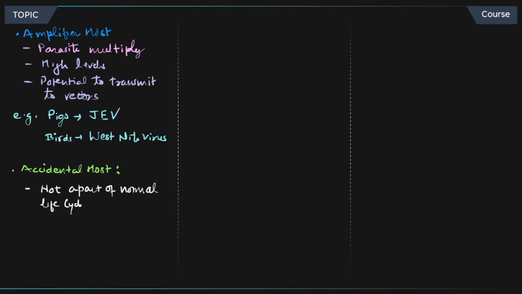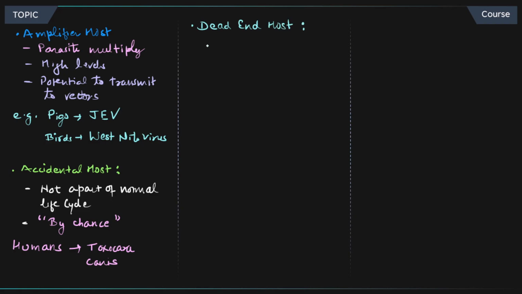And what will happen? Infection will happen by chance. So by chance, infection will happen. Example in this case, basically humans. And humans for what kind of parasite? Toxocara canis. Toxocara canis is the parasite. Now let's talk about the next host, which is the dead end host. Very easy to understand, right?